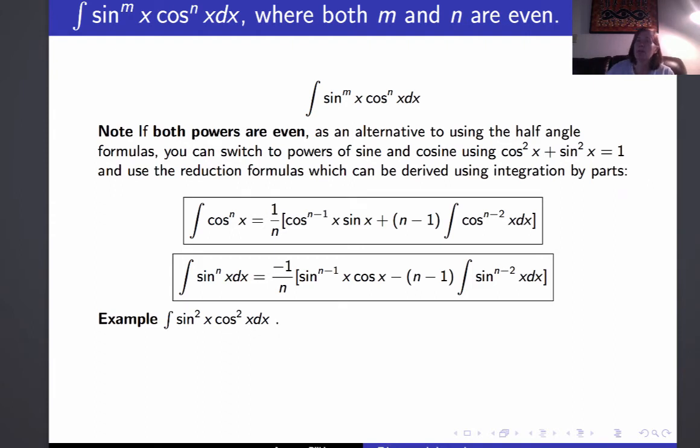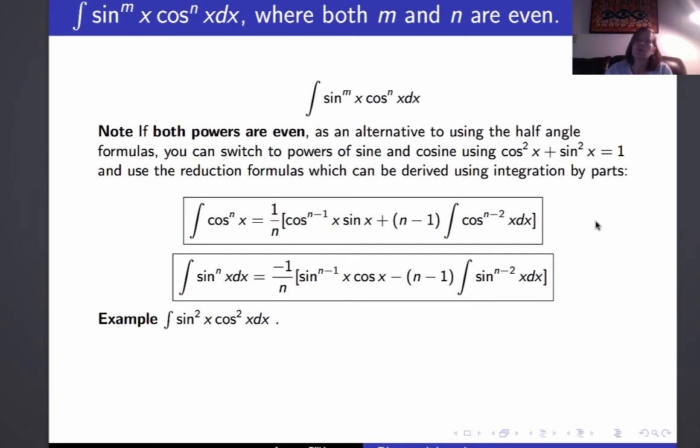If both powers are even, there's an alternative to using this half-angle formula. You could switch to powers of sine and cosine by converting cosine squared to 1 minus sine squared, or vice versa. And then the reduction formulas, which you can derive using integration by parts, look like the following. The integral of cosine to the n x can always be written as some function plus some constant times the integral of cosine to the n minus 2.